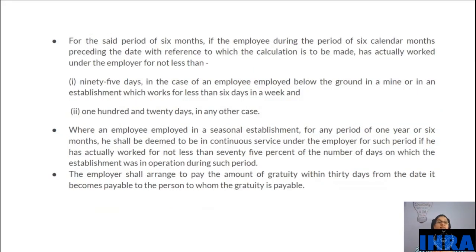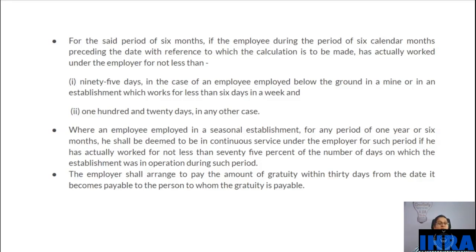Next is, for the said period of 6 months, if the employee during the period of 6 calendar months preceding the date with reference to which calculation is to be made has actually worked under the employer for not less than 95 days in the case of an employee employed below the ground, or 120 days in another case. So suppose he has worked 5 years 6 months. For this 6 months, we will give him 6 months' gratuity, but only if he has come to the office for at least 95 days in case of a mine worker or ground worker, and for others it is 120 days. Then only he will get that 6 months' gratuity.